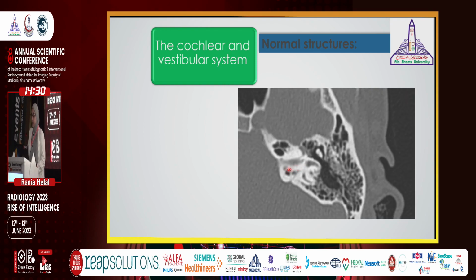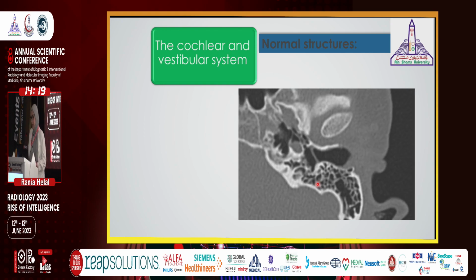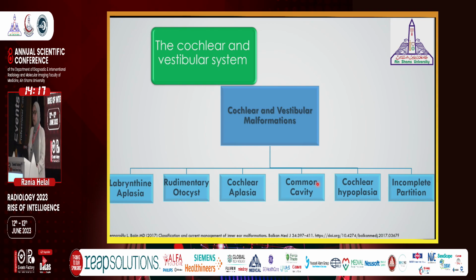What we see here is the upper part of the auditory canal, giving the facial and the superior vestibular nerve canal, and here the cochlear nerve and the inferior vestibular. This is just for orientation. We'll go then with the cochlear and vestibular malformation. This will be a brief introduction to the interactive session after this part.